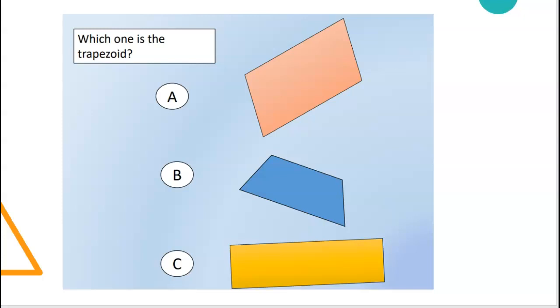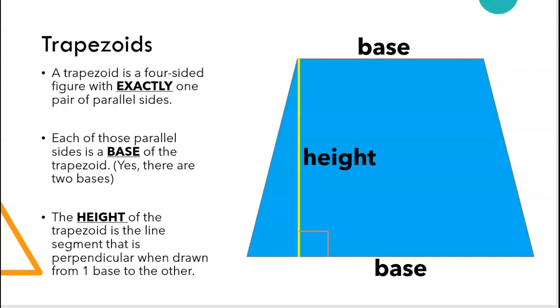If you chose B, you chose correctly. This is a trapezoid right here. Why, you say? Trapezoids are a four-sided figure that have exactly one pair of parallel sides. So, the parallel sides we call bases. So, on a trapezoid, there will be two bases. Wherever the parallel sides are, those are called the bases.